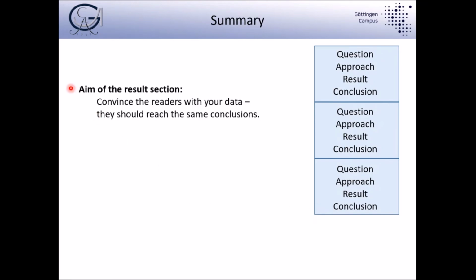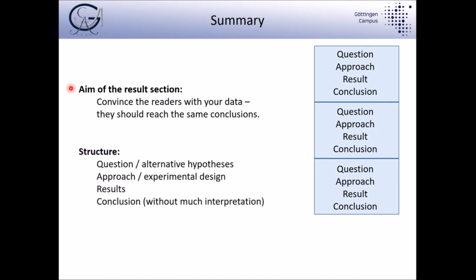So the summary: the aim of the results section is to convince the reader with your data, and they should reach the same conclusions as you did. The structure: first you have to tell them what you are asking, what your question is, or what the alternative hypotheses are. Only then do you explain the approach, the experimental design. Then the reader can decide whether this approach is really appropriate to answer that question, and then they will buy your results and also your conclusions.